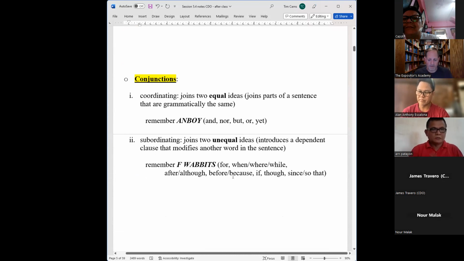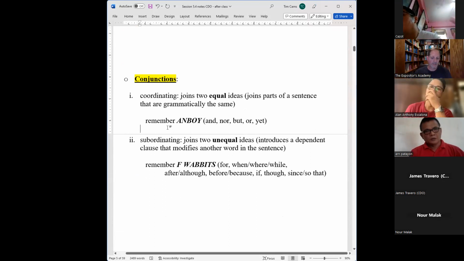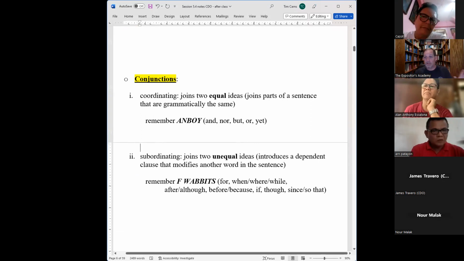And of course, hopefully, this will just be a quick review. If you remember the connector words, the first kind that we looked at is the conjunctions. And again, those simply join. There are two kinds, remember: coordinating and subordinating. Coordinating is coordinate. That means equal. So coordinating conjunctions bring two equal ideas.